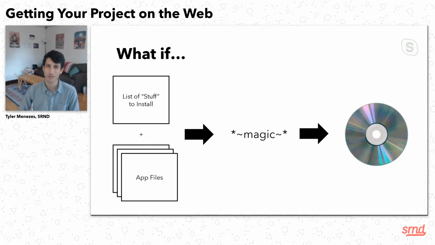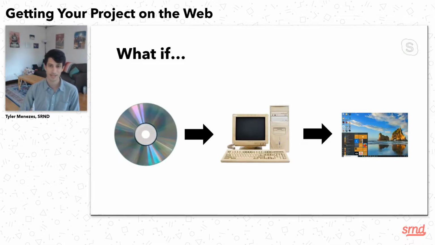And then it outputs something like a CD, right? And so you take this CD that has a combination of all of the things installed and all of the app files, and it's already all ready to go, and you just put it in a computer, and all of a sudden you have your Windows desktop running with all of your programs installed. What if that were possible?